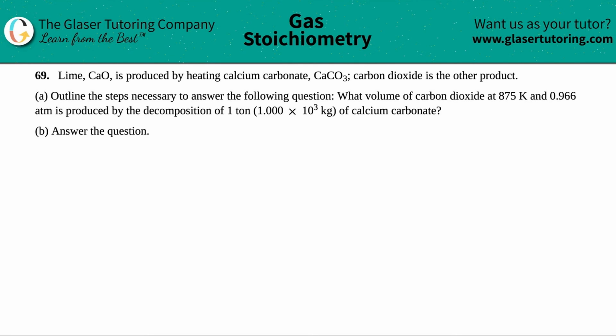Number 69, lime, which is calcium oxide, CaO, is produced by heating calcium carbonate, which is CaCO3, and carbon dioxide is the other product. Now for letter A, it says outline the steps necessary to answer the following question. What volume of carbon dioxide at 875 Kelvin and 0.966 atm is produced by the decomposition of 1 ton, aka 1.000 times 10 to the 3 kilograms of the calcium carbonate? And then letter B, we just have to answer the question.